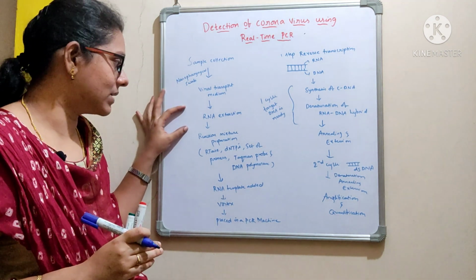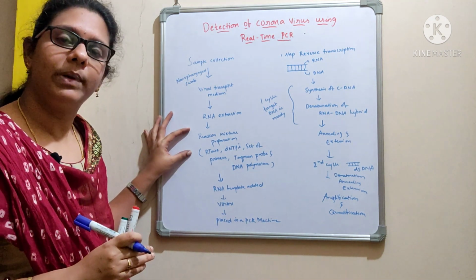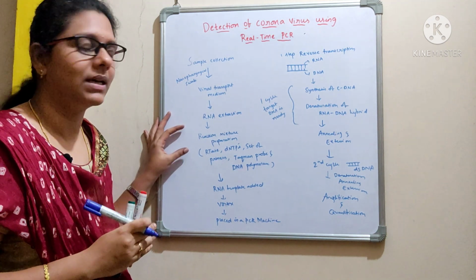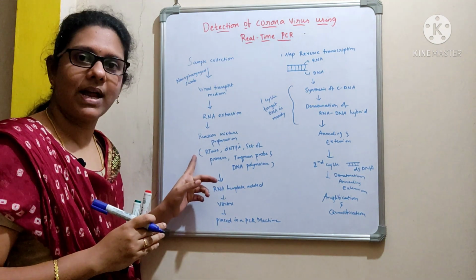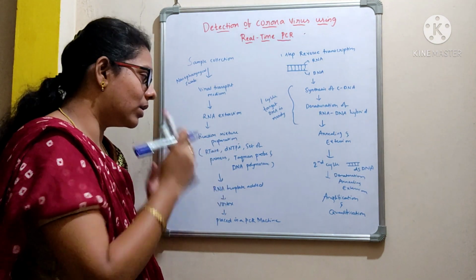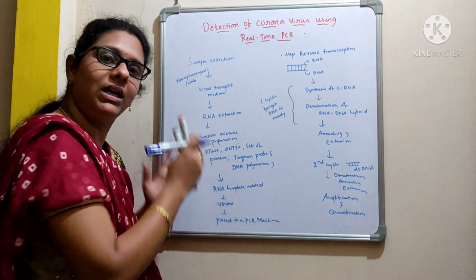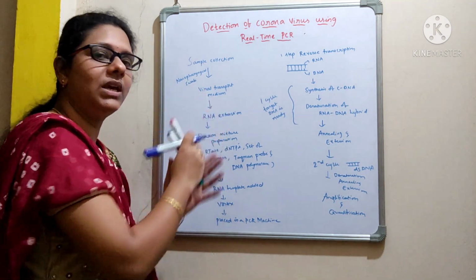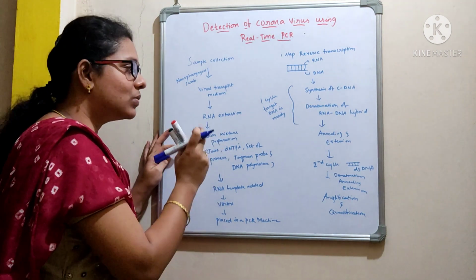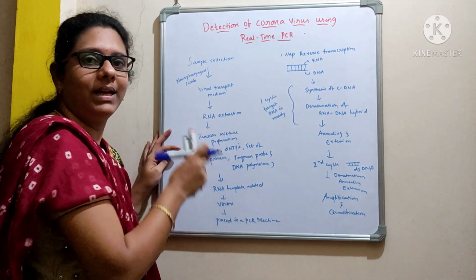After this step of extraction we are going to prepare a reaction mixture. We call it a master mix, and it contains reverse transcriptase enzyme. Why do we need reverse transcriptase enzyme? Because without this enzyme we can't synthesize the DNA from the RNA. So this enzyme helps us to convert this RNA to DNA.